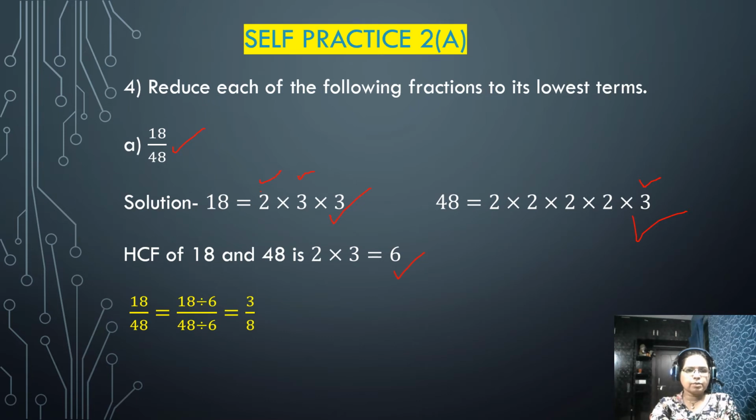Now we have to divide the numerator and denominator of 18 divided by 48 by the highest common factor. So 18 divided by 48 equals 18 divided by 6, where 6 is the highest common factor, over 48 divided by 6. 18 divided by 6 is 3, and 48 divided by 6 is 8. So we get 18 divided by 48 equal to 3 divided by 8, and 3 divided by 8 is the lowest form of the fraction 18 divided by 48.